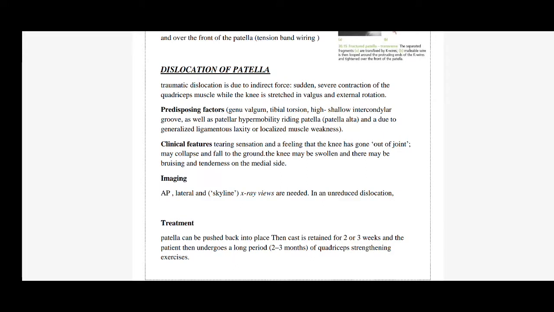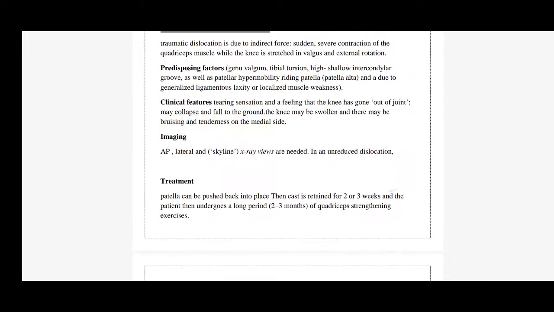Clinical features: a tearing sensation and a feeling that the knee has gone out and may collapse, so the patient falls to the ground due to pain. There is tenderness, ecchymosis, and the feeling of the patella being out. Imaging is usually AP and lateral, or a special patella view called the skyline view, to show the patella outside the groove.